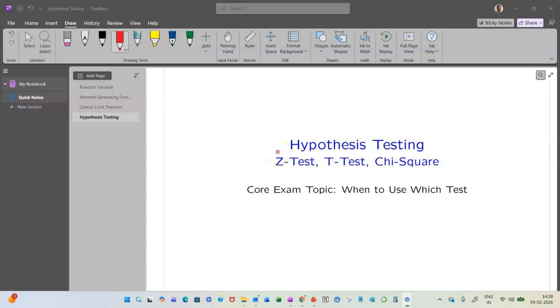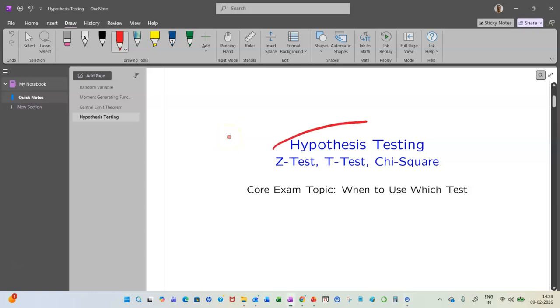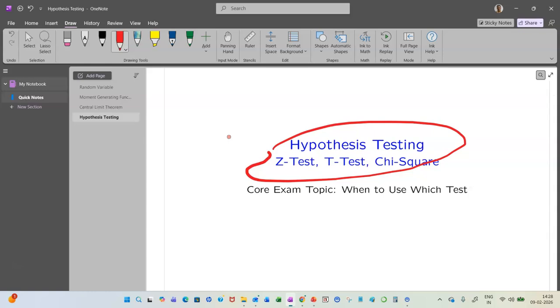Hello friends, let me talk on hypothesis testing. I shall talk about z-test, t-test and chi-square test. It's a core exam topic. When to use which test is important to know.